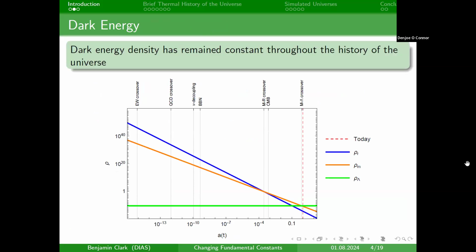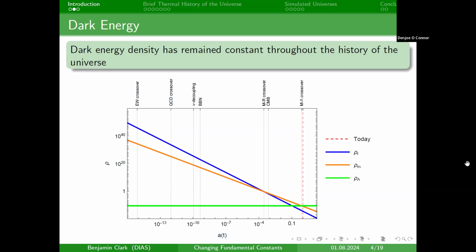So we have assumed throughout this that the dark energy density has remained constant throughout the history of the universe. Recently, DESI, an observatory, has published findings that could suggest that that's not actually the case, that it has not remained constant throughout the history of the universe, but that's what we've gone with for this project.